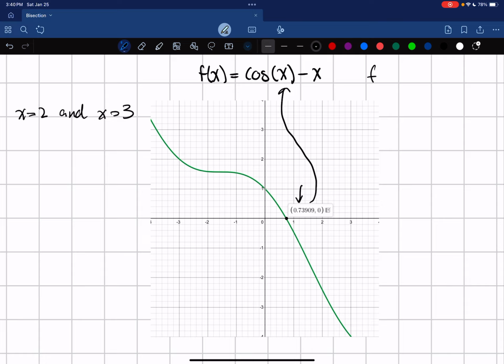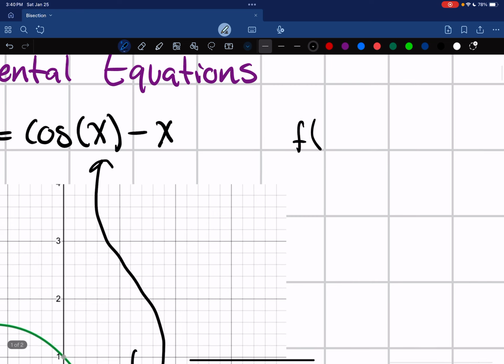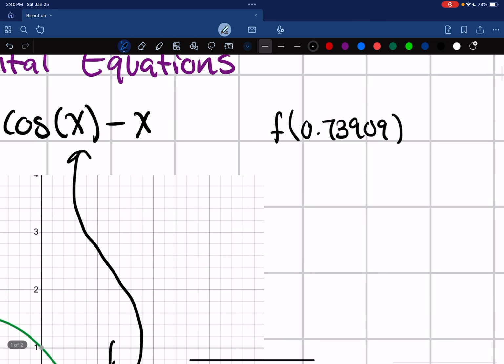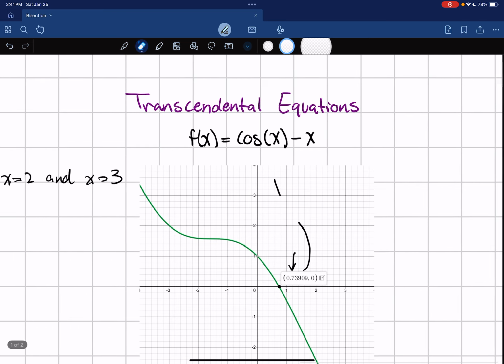So here if I do f at 0.73909, and I sub them in, this number will get subbed in here and subbed in here. Cos of this number will just return this number. And then x is this number. So you're doing this number minus itself, which gives you a 0. Therefore, it's a root. So just in case you don't trust me or you don't trust Desmos, you could always do that to confirm that this is a root.